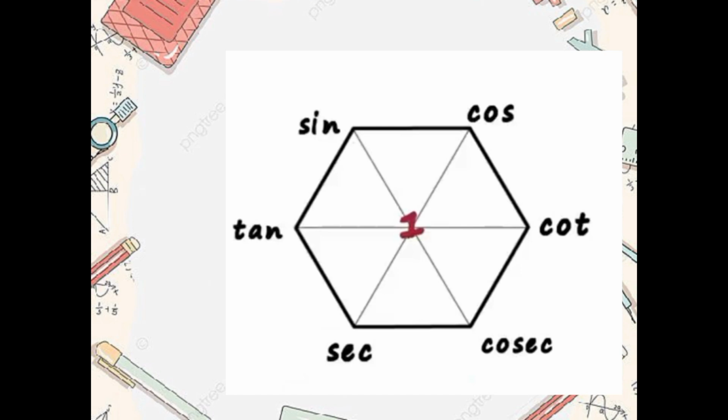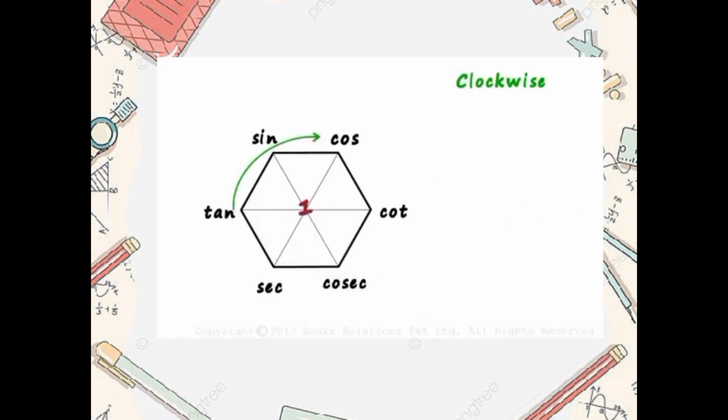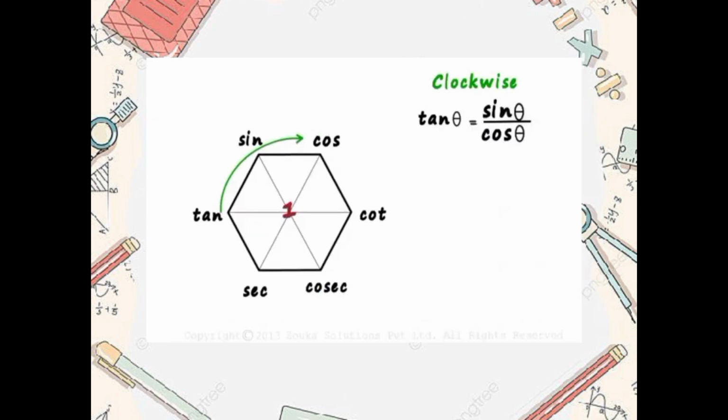Let's try going around the hexagon in the clockwise direction. So we go like this, from tan, sine, cos, cot, and cosec, and sec. So it is in the clockwise direction. And this tells us that tan, sine, and cos are related. So we have tan theta is equal to sine theta by cos theta. And that's how we started making our hexagon.